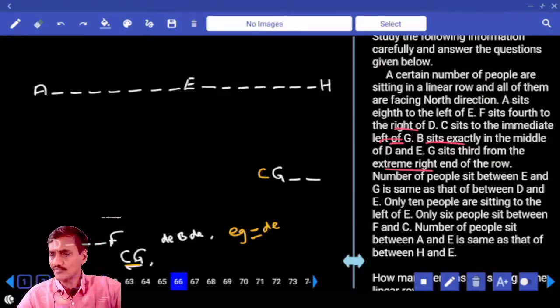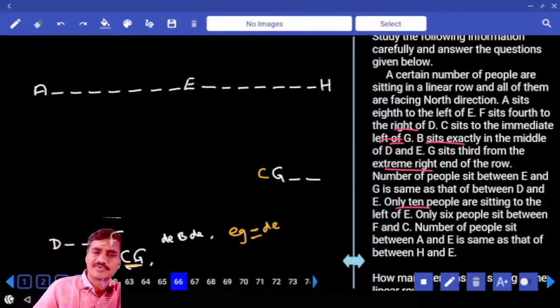And next one, only 10 people are sitting to the left of E. On the left-hand side of E, how many people? 10 people.